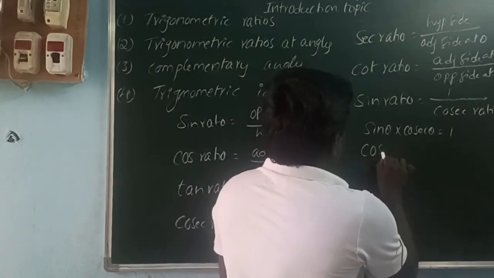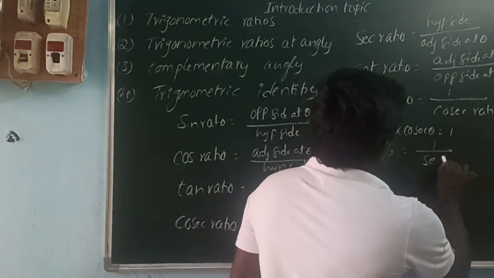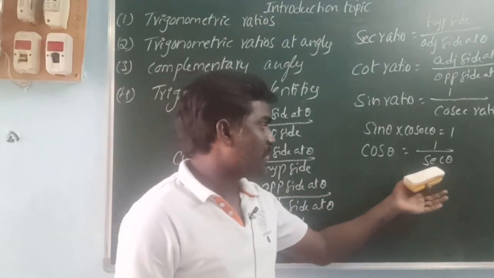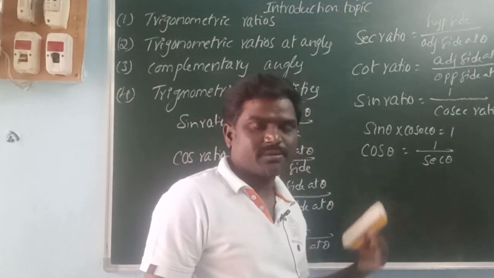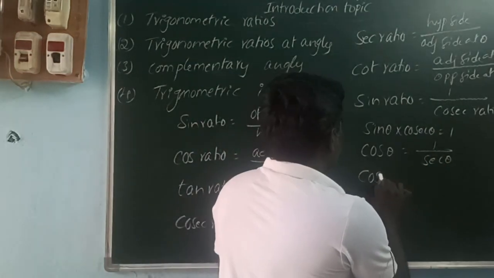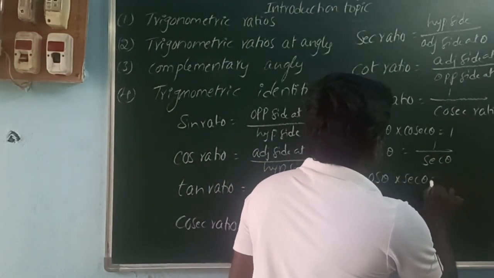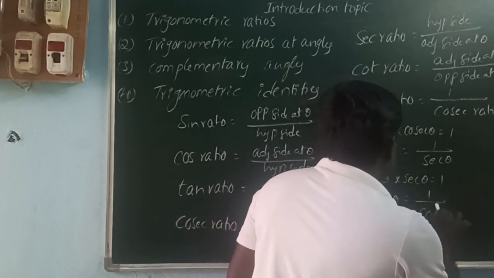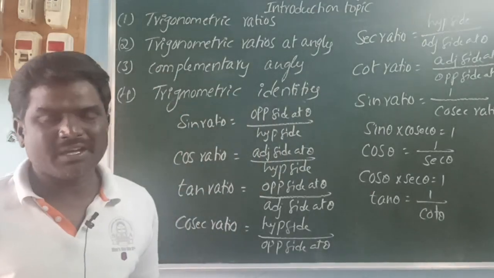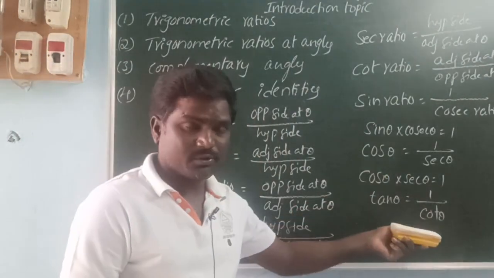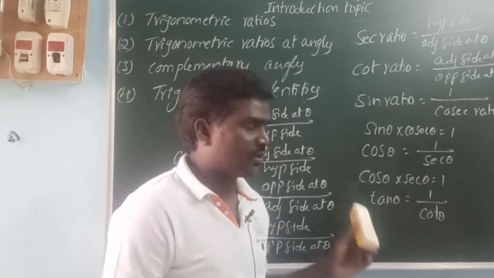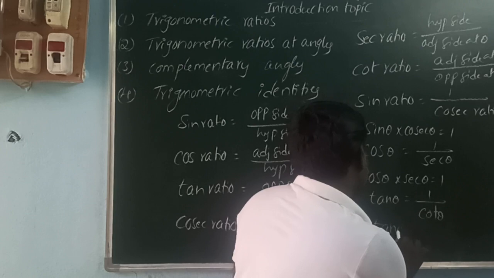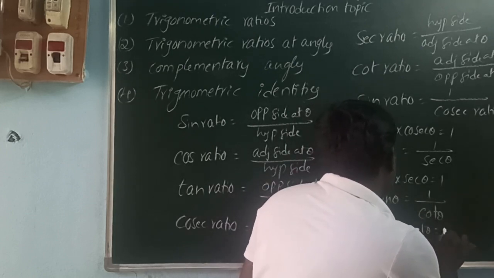Next, cos theta is equal to 1 by secant theta. Cos ratio is adjacent by hypotenuse. Secant is hypotenuse by adjacent. So the fraction becomes reciprocal. So cos theta into secant theta is equal to 1. Next, tan theta is equal to 1 by cot theta. Tan ratio is opposite by adjacent. Cot means adjacent by opposite. The fraction becomes reciprocal. So in the place of tan theta we can write 1 by cot theta. So tan theta into cot theta is equal to 1.